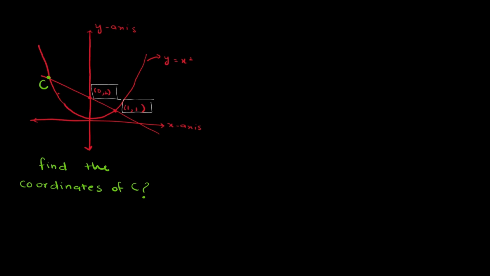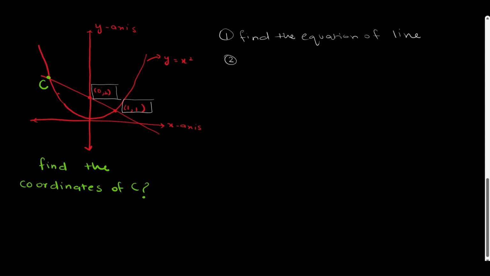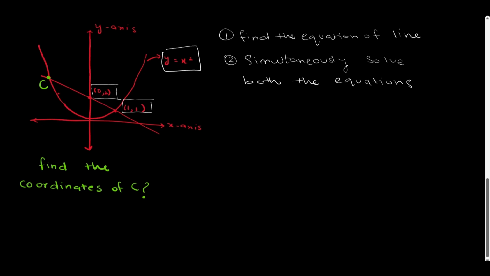So this will be a step-by-step tutorial. The first thing that we need to do is find the equation of the line. And the second thing that we need to do is that we need to simultaneously solve both the equations. And what are we talking about when we say both the equations? The y equals x squared and the equation of the line, right?